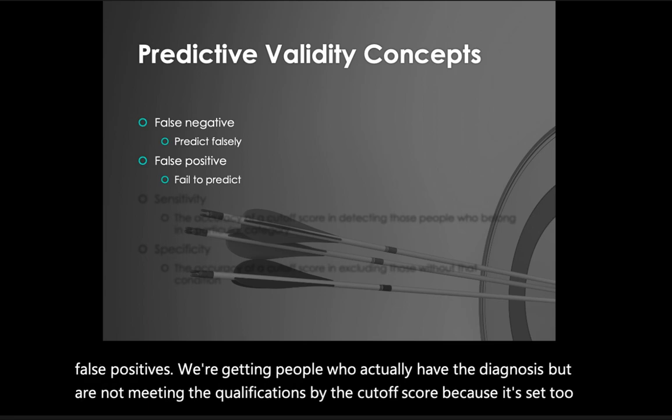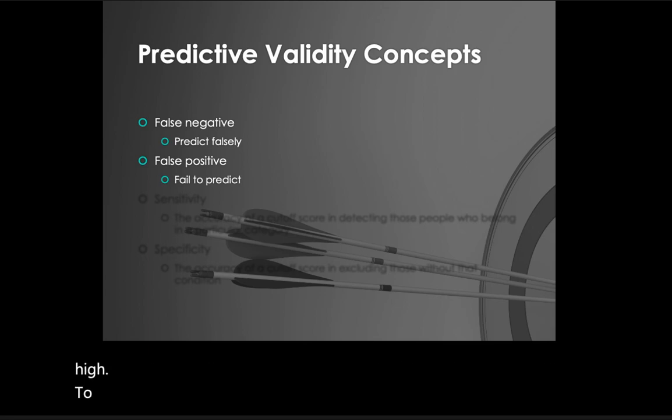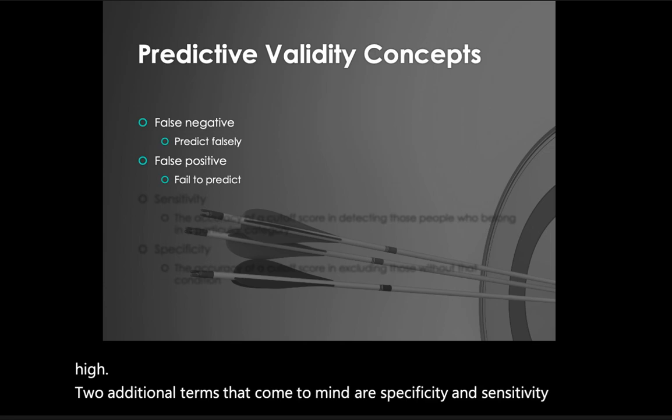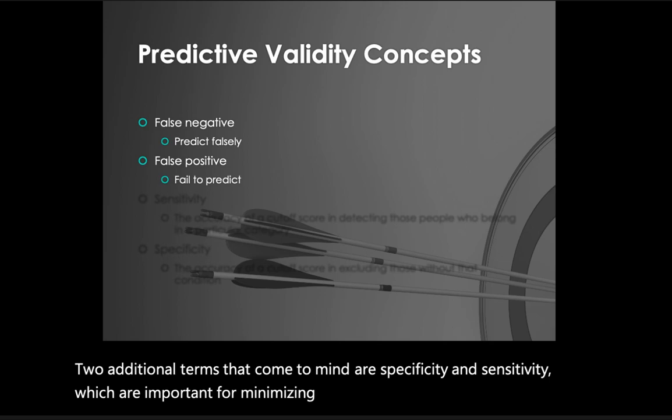We're getting people who actually have the diagnosis but are not meeting the qualifications by the cutoff score because it's set too high. Two additional terms that come to mind are specificity and sensitivity, which are important for minimizing false negatives and false positives.